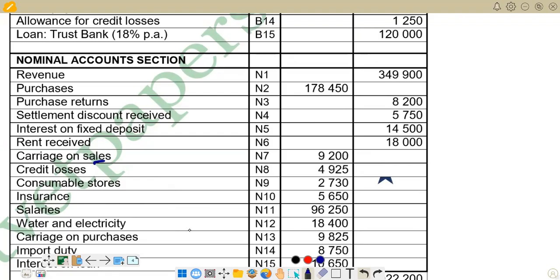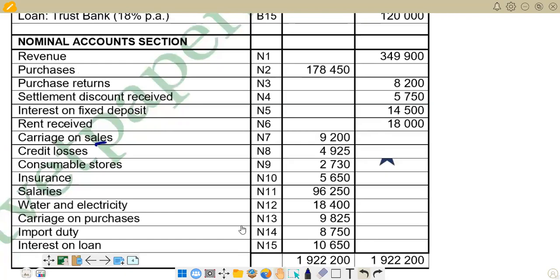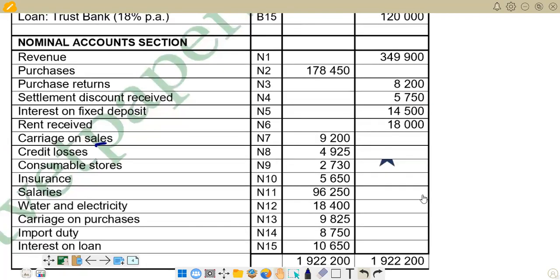So we look for the carriage on purchases. We go down to check if we have got any figure for carriage on purchases. Right, we see that we have carriage on purchases here, which is 9,825. So it means we are going to input that figure. And also you check any transport costs of transporting those goods that we purchase to the business. You would see that we also have import duties.